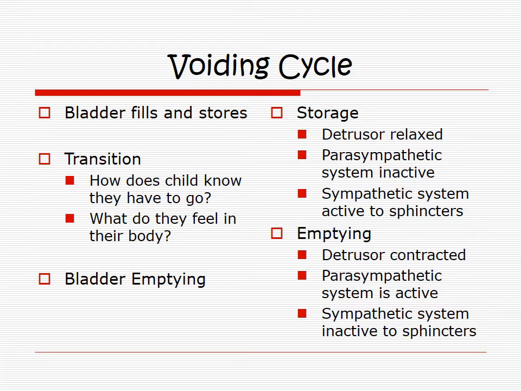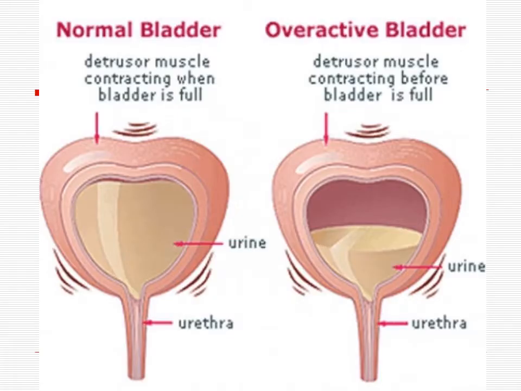So this is a picture of a normal bladder with the detrusor that is contracting when the bladder is full. And then we have an example of an overactive bladder, which is where the detrusor muscle is contracting before the bladder is full and giving the signal to the brain that it's time to empty before the bladder is really full.